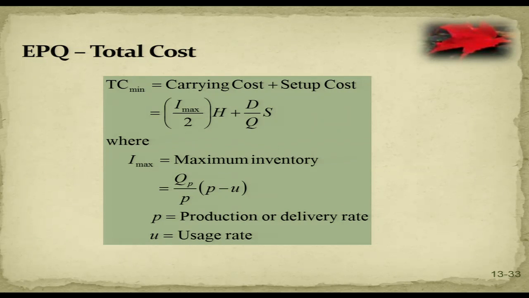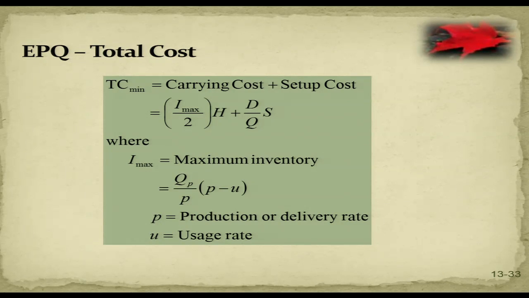Now who can tell me why IMAX is equal to this one? What does QP divided by P mean? It's quantity divided by... QP is the quantity, how many units you want to produce, right? And P is the production rate, let's say how many units produced per day. Then what does the ratio QP over P mean?